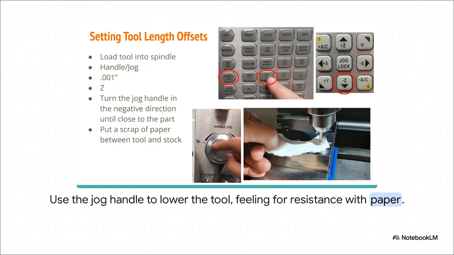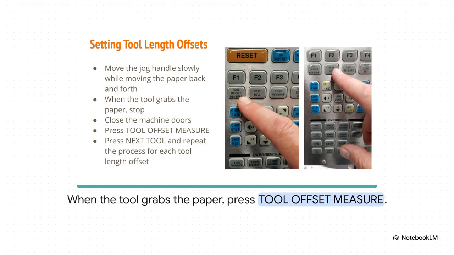So you'll grab the jog handle and start bringing the tool down, super slow. We're talking tiny increments, like a thou at a time. And while you're doing that, you're constantly sliding a piece of paper back and forth under the tooltip. What you're waiting for is that moment where you feel just the slightest bit of drag on the paper. Not a pinch, just a little resistance. The second you feel that drag, stop. Don't move another inch. That's your 0.